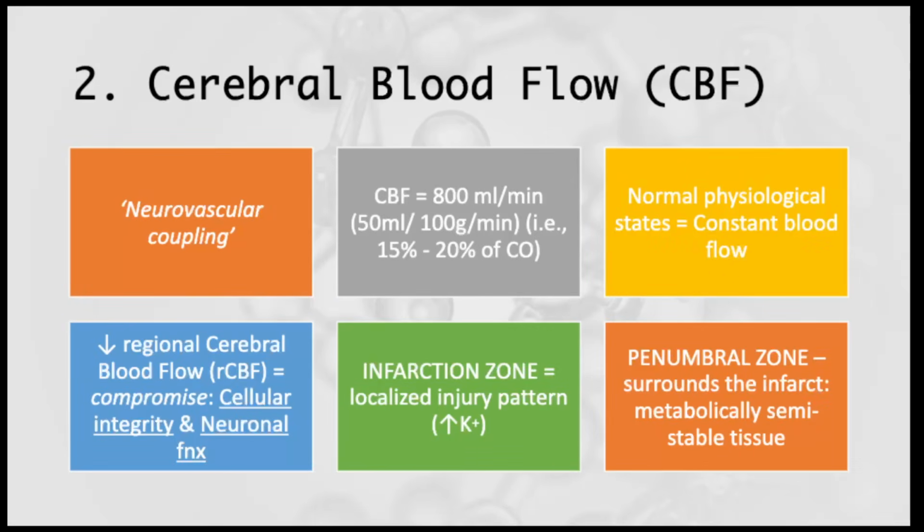So when we look at cerebral blood flow, we need to understand the term neurovascular coupling. So what does this mean? Cerebral blood flow is roughly 800 mL per minute in the average adult. So it's roughly 15 to 20% of cardiac output. In a child, it's about 50 mL per 100 grams of body weight per minute. If you think of it as roughly 1/5 of cardiac output, that will be pretty accurate.